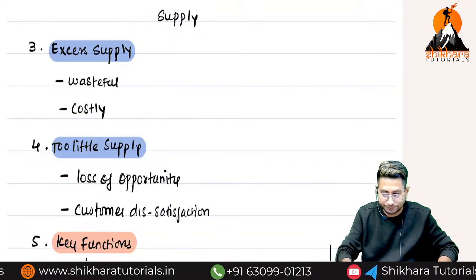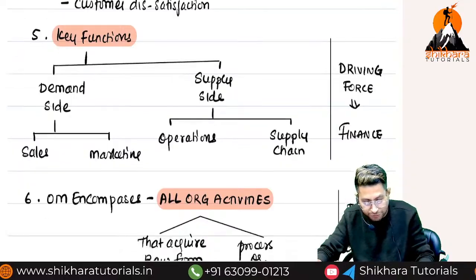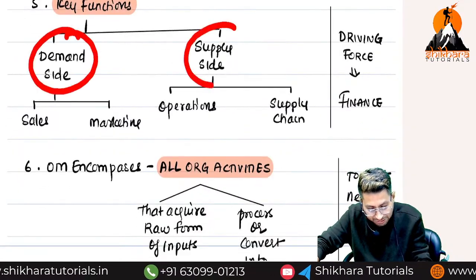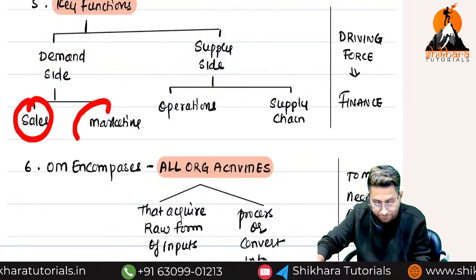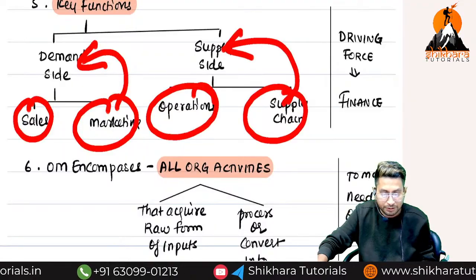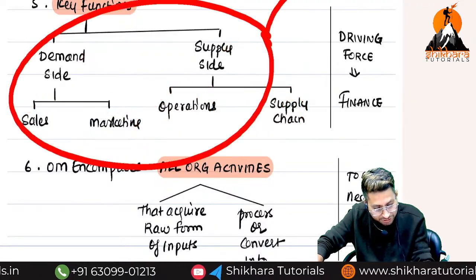decisions for a company. How many key functions are there for operations management? 2. What are those? Demand side, supply side. Sales and marketing fall under demand side. Operations and supply chain fall under supply side. For managing both these things, these are called what?